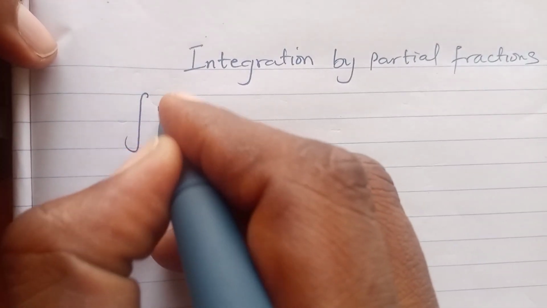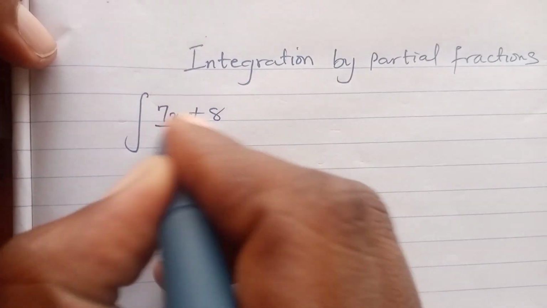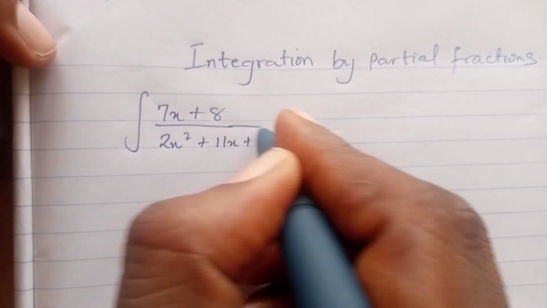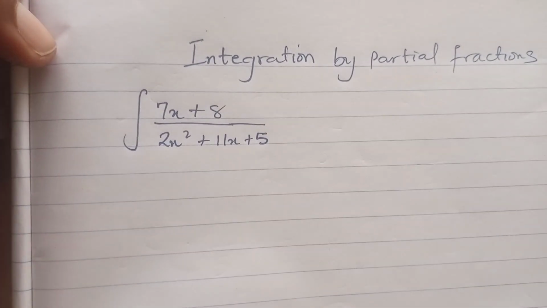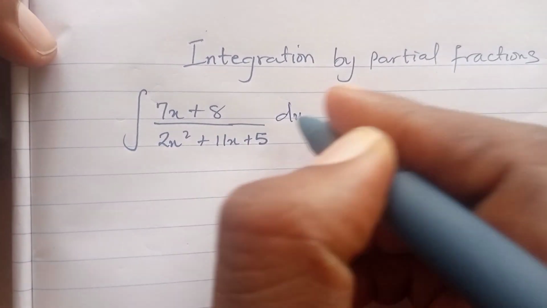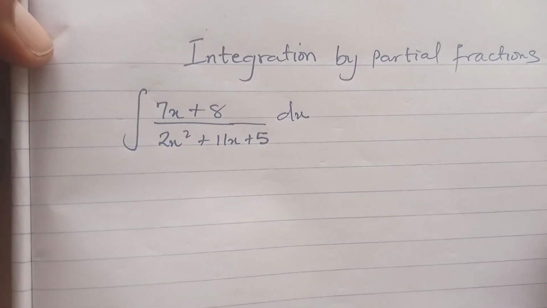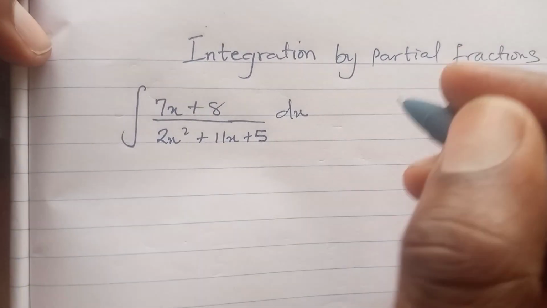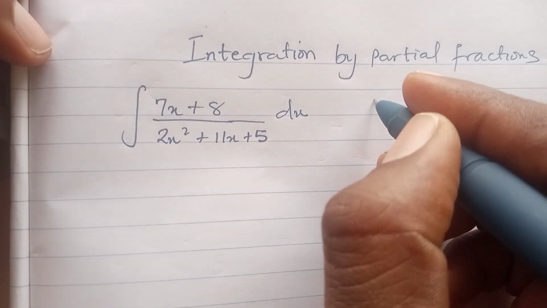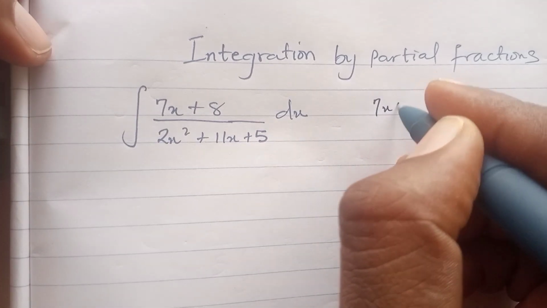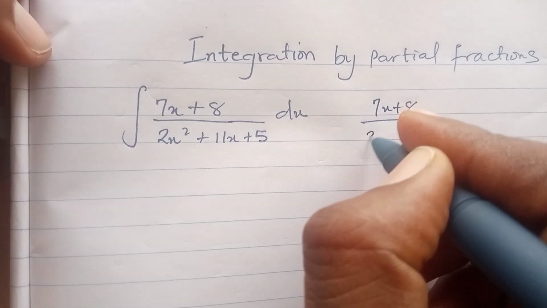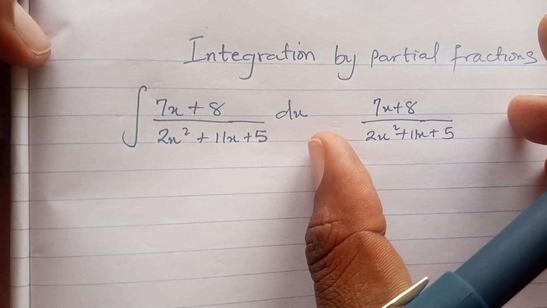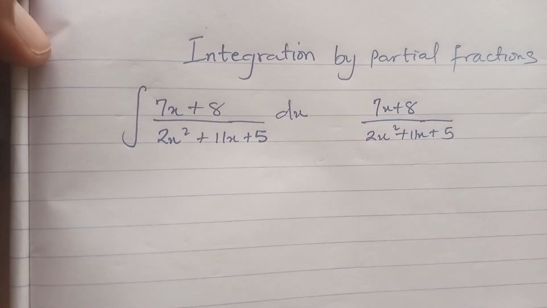Let's find the integral of 7x plus 8 over 2x squared plus 11x plus 5 dx. So how do we integrate this? This is simple. Let's bring out the expression inside the integral first and we'll resolve it to partial fraction. So we have 7x plus 8 over 2x squared plus 11x plus 5. Now let's try and resolve this into partial fraction.